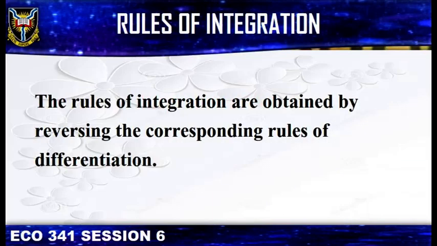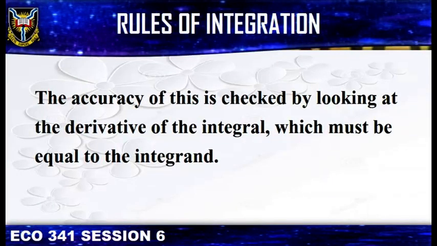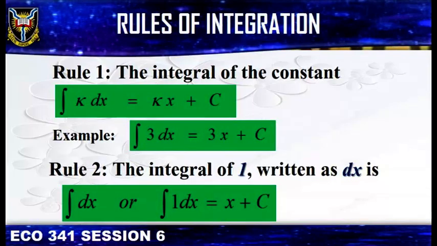The rules of integration are obtained by reversing the corresponding rules of differentiation. The accuracy of this is checked by looking at the derivative of the integral, which must be equal to the integrand. Rule 1. The integral of the constant k is ∫k dx = kx + c. Example, integrate ∫3 dx = 3x + c.